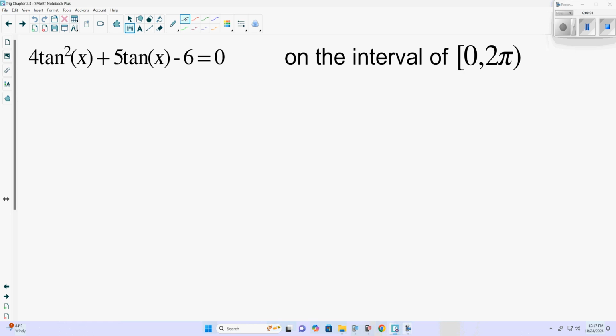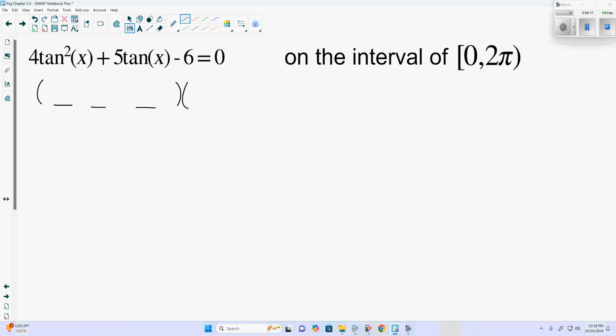Here is where we're going to start, and we will be finishing this note sheet today, so we'll be done with it after today. So we have 4 tangent squared plus 5 tangent minus 6 equals 0. The nice thing with this here is we can go on and start factoring this.